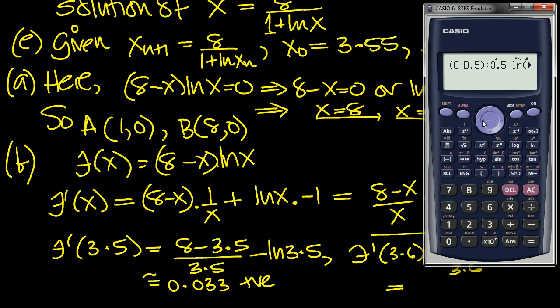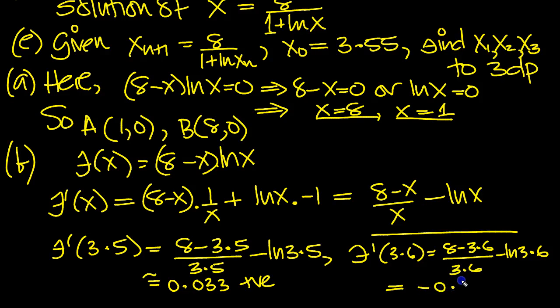And for this one, go back to our calculator, instead of 3.5, we need to toggle back and we need to put 3.6, don't we? So just change the 5 to a 6. There's 3 places to change. Here, and also in the log here as well, wasn't it? We get negative 0.06, approximately, which is negative.